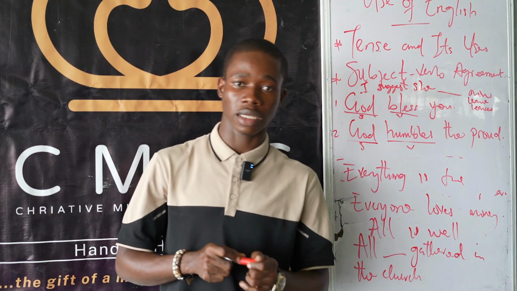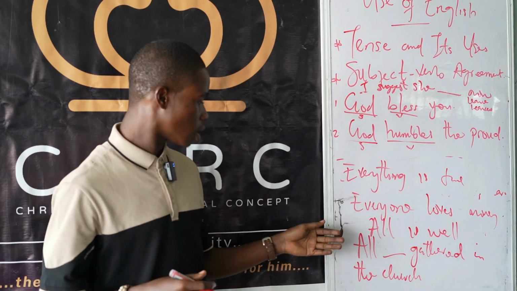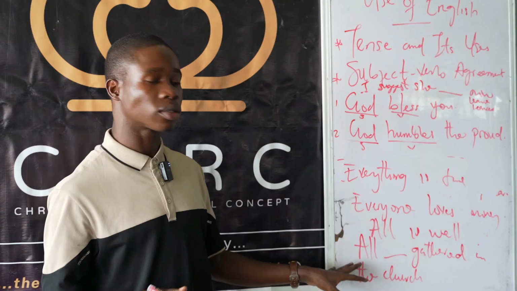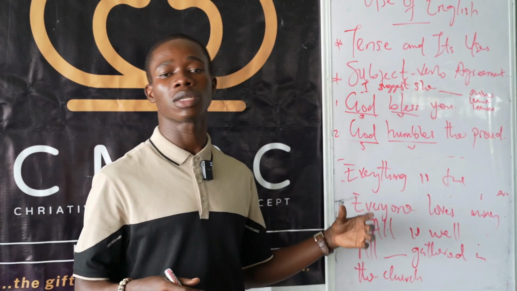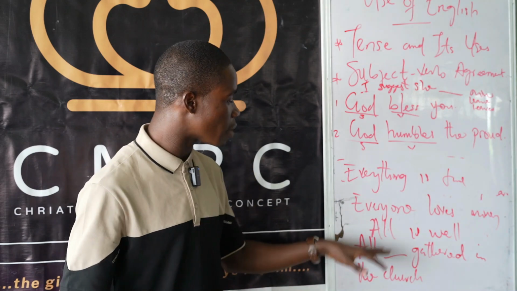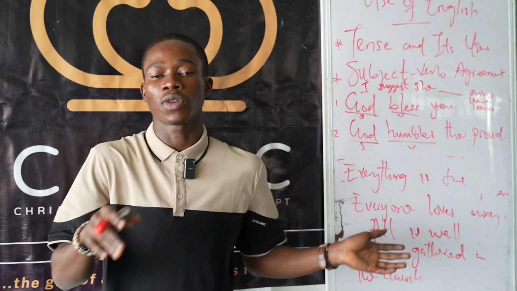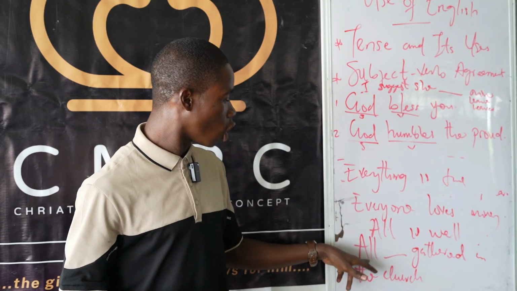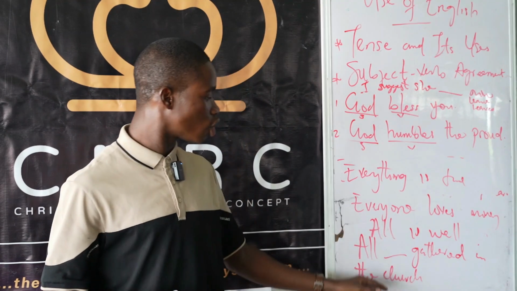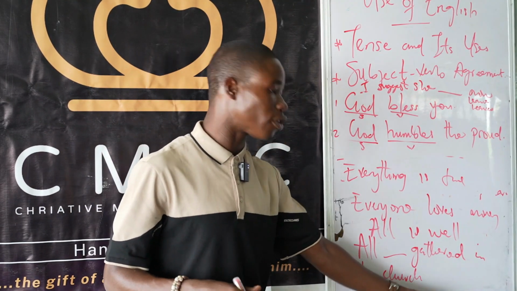All dash gathered in the church. Now, here you know that all doesn't mean everything. All here means all the people, or all the congregants. Yeah? So, all dash gathered in the church, and you have, as.